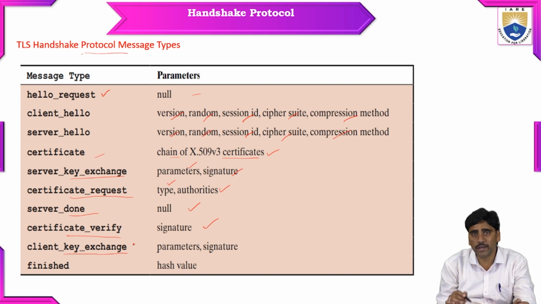Next, Client Key Exchange. The server asks for the key that is going to be exchanged, so Client Key Exchange has the parameters signature. And Finished: the finishing of the connection establishment and of the conversation between client and server has the parameter hash value. So these are all the message types of the handshake protocol and their parameters.